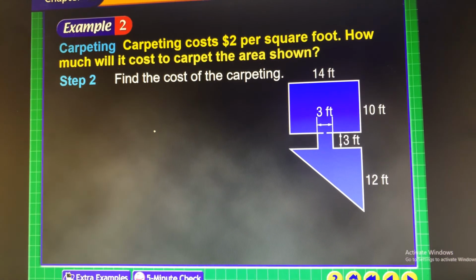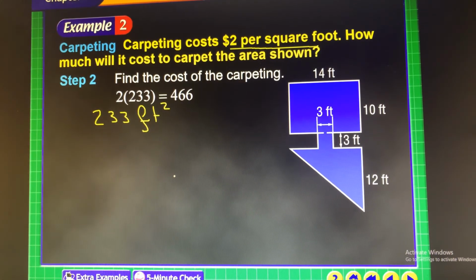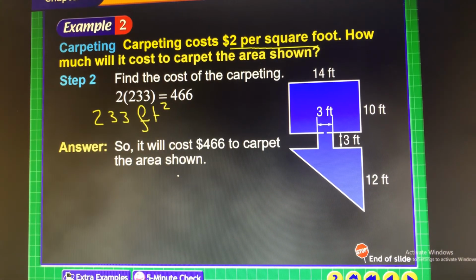But the question is, you have 233 feet squared. And it costs $2 per square foot. So how are you going to figure out how much it costs? Yeah, just multiply it by 2. It's going to cost you $466 to carpet the area shown.